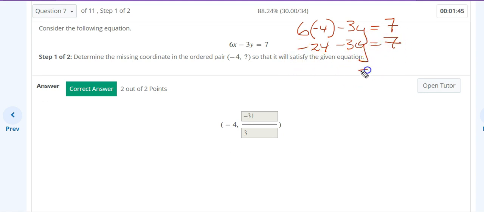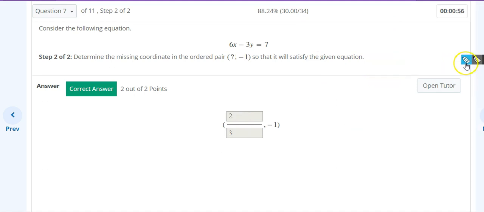Transpose the negative 24. On this side it becomes a positive. So this is 31 divided by a negative 3y. Well, we're going to divide by negative 3, both sides. And there's our answer. Our missing coordinate, kind of a tricky one.